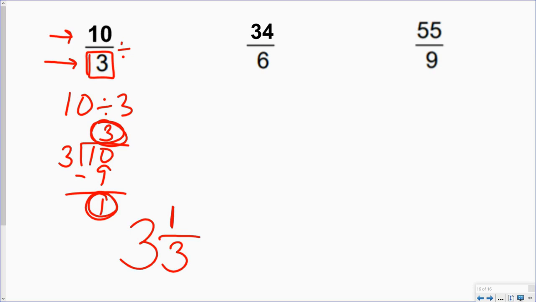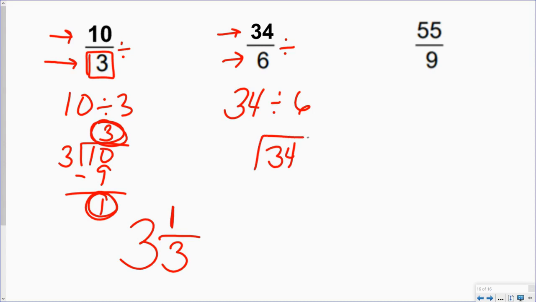So here I have 34 sixths. And again, I know it's an improper fraction because 34 is larger than 6. And I know that this says 34 divided by 6. So again, if I set it up, I have 34 divided by 6, or 34 divided by 6. I know that 6 goes into 34 5 times, and that gives me 30. And then I have 4 left over.